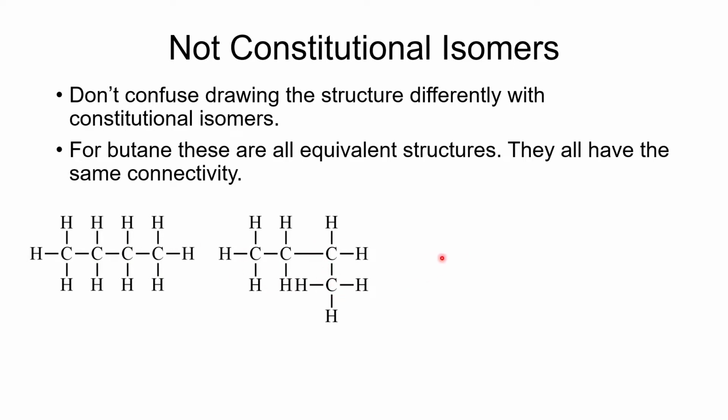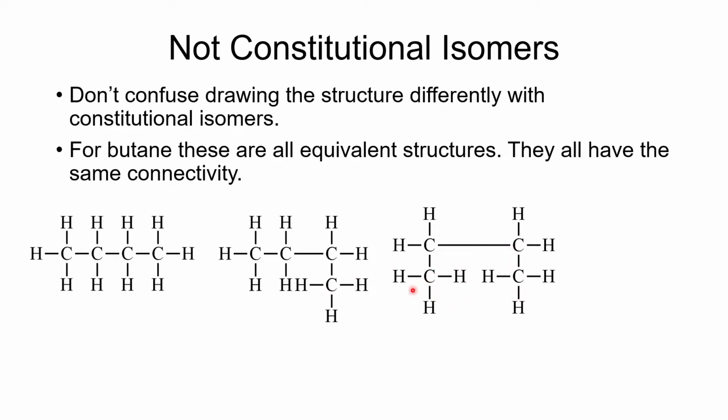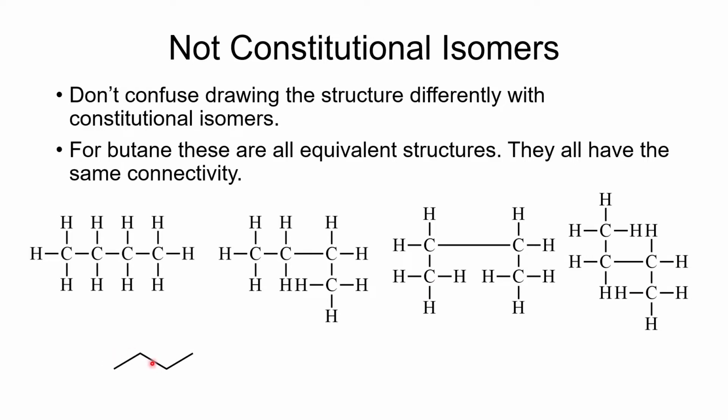In addition to that, here is another one. So again, 4 carbons in a row, all of the same atoms are connected to each other. We can draw it in various different ways. When it comes to the skeletal structures, here this is butane. This is also butane. This is also butane. That is also butane. So all of these are the same thing. They have the same meaning, and you can't think of them as different molecules.